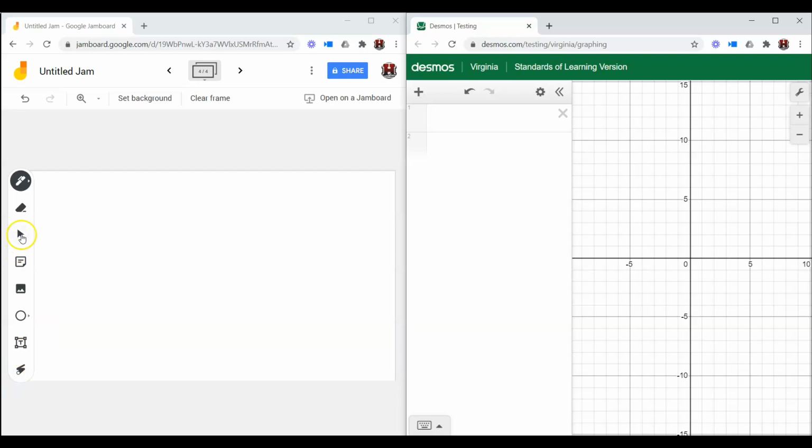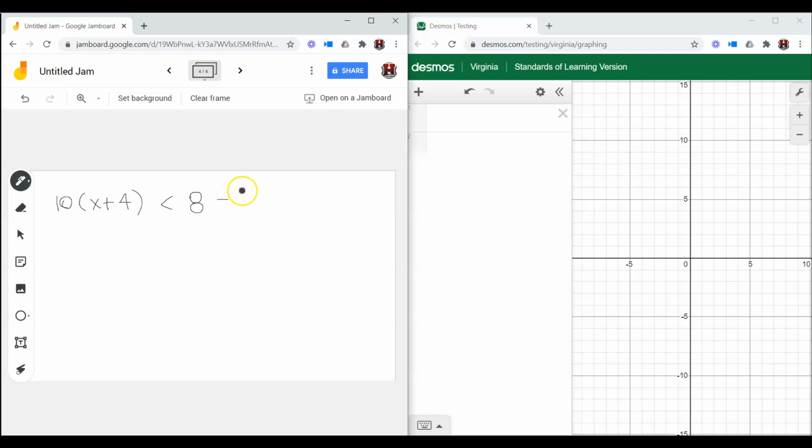Okay, we're going to do 2 more. I just want to be sure I've shown you enough that you can figure out how to get these answers. So we're going to do 10 times x plus 4 is less than 8 minus, in parentheses, x plus 2.